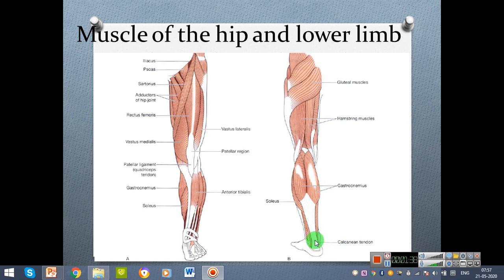Calcaneus tendon. This is the calcaneus tendon. Soleus muscle. Likewise, there are muscles.